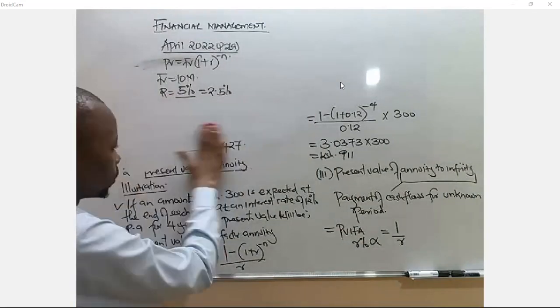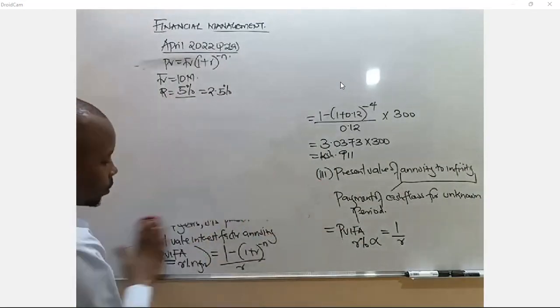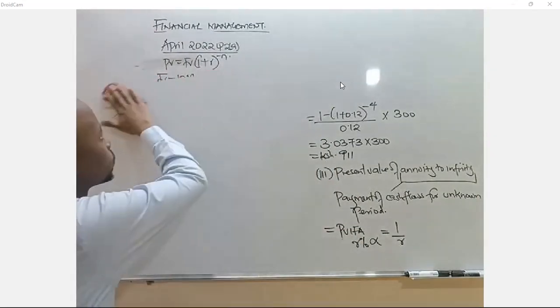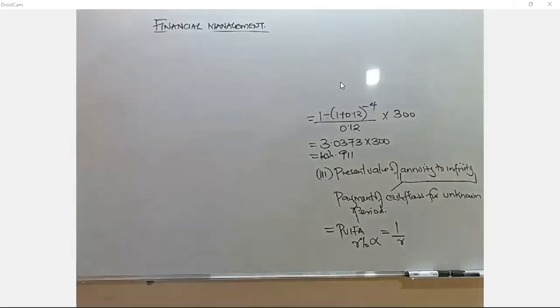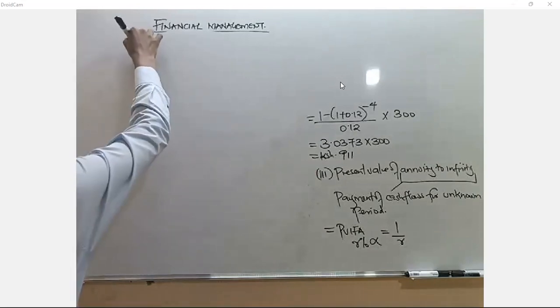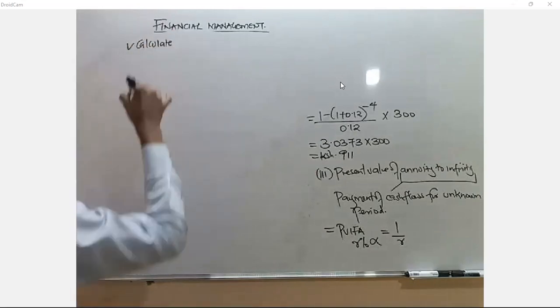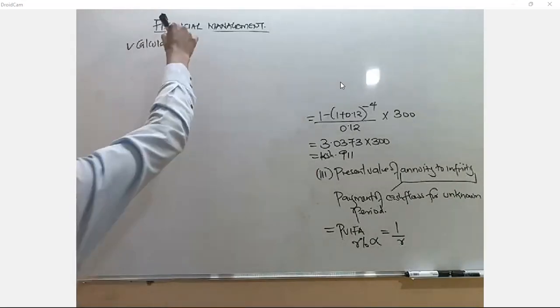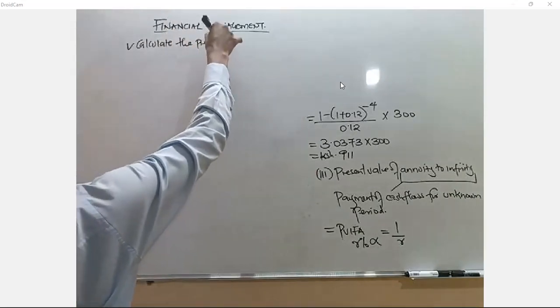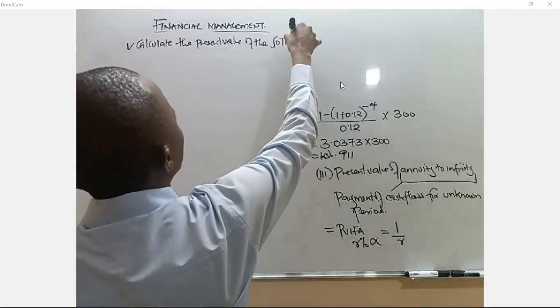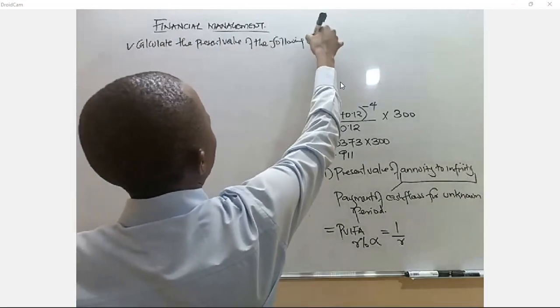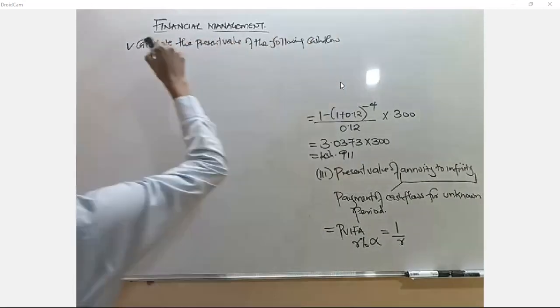And this illustration is very crucial to you. Very crucial. So I request you understand that. Very crucial for understanding FM. Remember, we are building our basics. So calculate the present value of the following cash flow components.